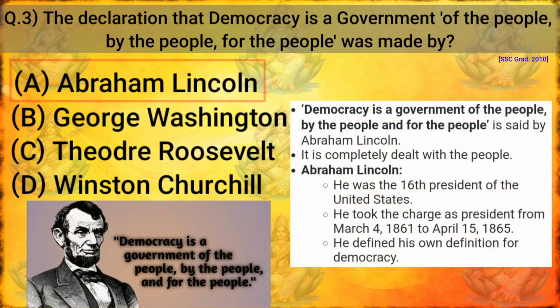Democracy is a government of the people, by the people and for the people, as said by Abraham Lincoln. It is completely dealt with the people. Abraham Lincoln was the 16th president of the United States. He took charge as president from March 4, 1861 to April 15, 1865. He gave his own definition of democracy.